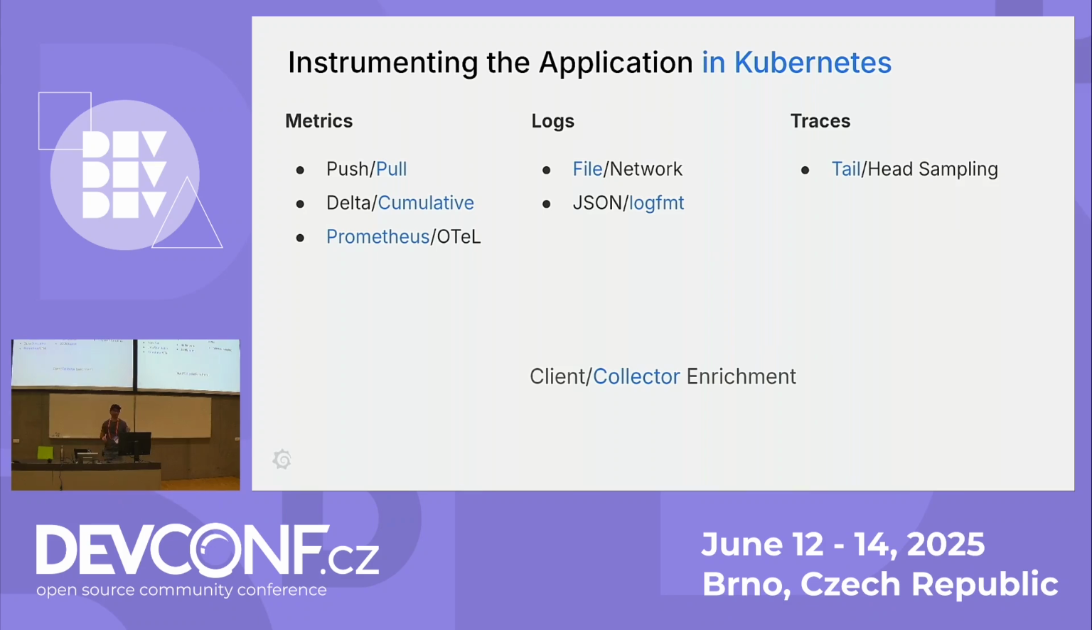Don't bother with it. Write logfmt. It's much easier on the eyes in the moment where it counts, and you can still parse it just the same way. Tail sampling is, in one sentence, just a better thing. And collectors have more information about your application, so you want to enrich them there.